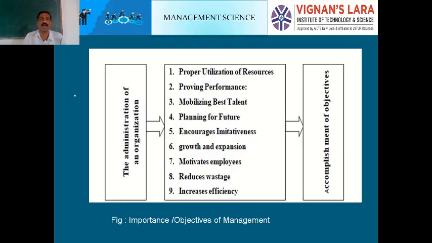This is the chart that I have given. First, I made one box. Here I have written the administration of an organization, which leads to the points above. Side headings: properties, appreciation, proving performance, mobilization, better talent, planning for the future, encouraging initiative, growth and expansion, motivation, reducing wastage, etc. This is the basis, this is the support, this is the outcome. Where you do it like this, the outcome is accomplishment of organizational objectives.